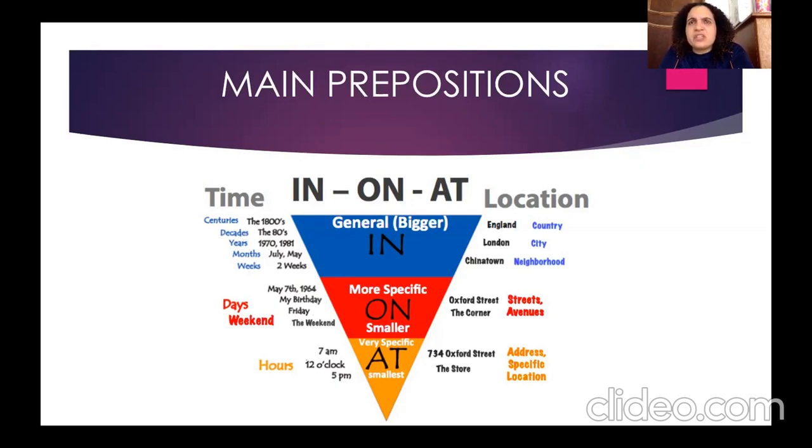But then even the street can be very big. Imagine Salgado Filho, it's huge. It's impossible to find an address without the number. So when I have the number, I'm being very specific. That's why I use at. So I would say at 734 Oxford Street, or at the store, at the mall. Why? Because I'm being very specific. Let's say if I ask you, where are you, teacher Cody? And she's gonna say, well, I'm in South America, I'm in Brazil, I'm in Natal, I am in Lagoa Nova.